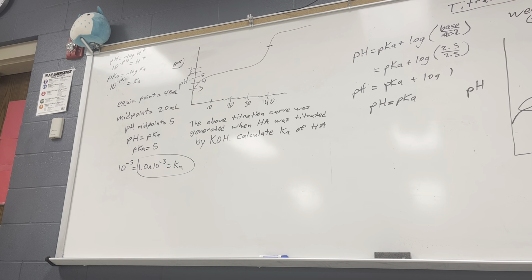All right, so now the last type is weak base in the flask, strong acid in the burette. And here I want to clarify something. I really don't like the way she taught it in the video.